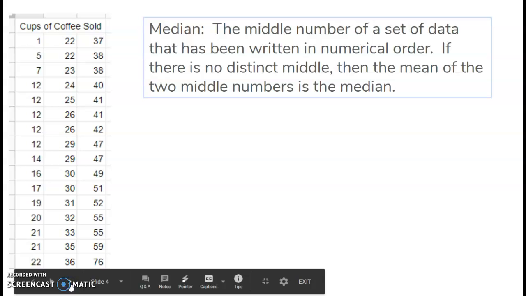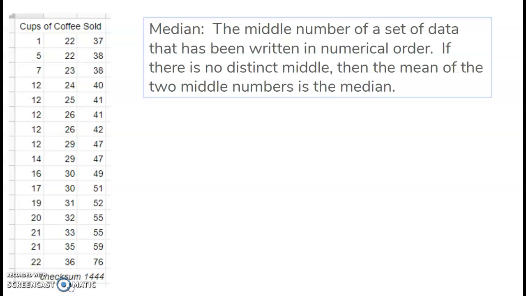All right, median. Median is the middle number of a set of data that has been written in numerical order. So luckily for us, Caitlin put the numbers in order already. If they weren't in order, you would have to do that first. If there is no distinct middle, then the mean of the two middle numbers is the median. So in our case, we do have an even set of numbers. We have 48 of them. So we will not have one number left in the end. We'll have two of them.